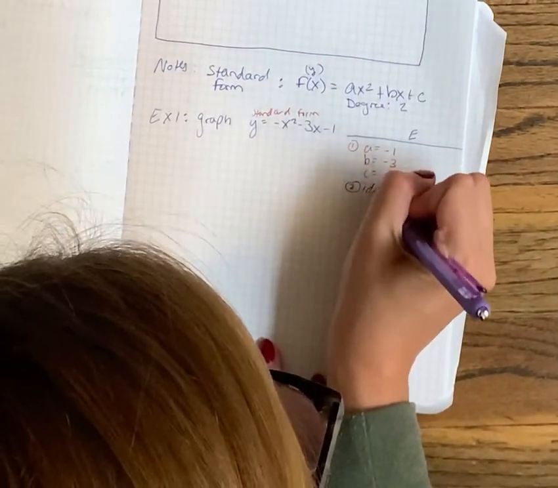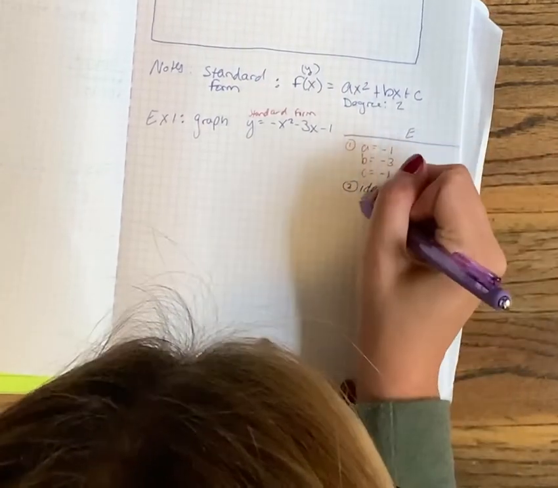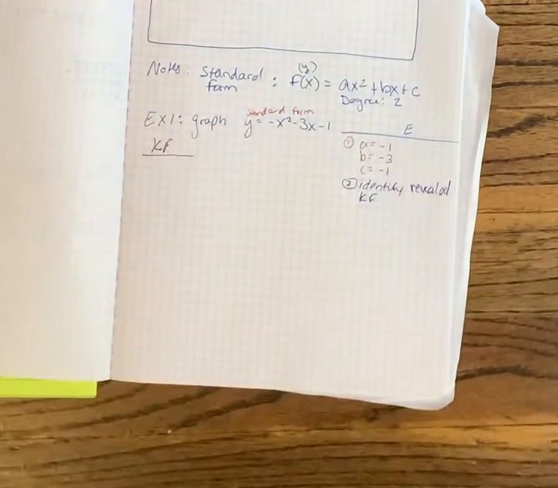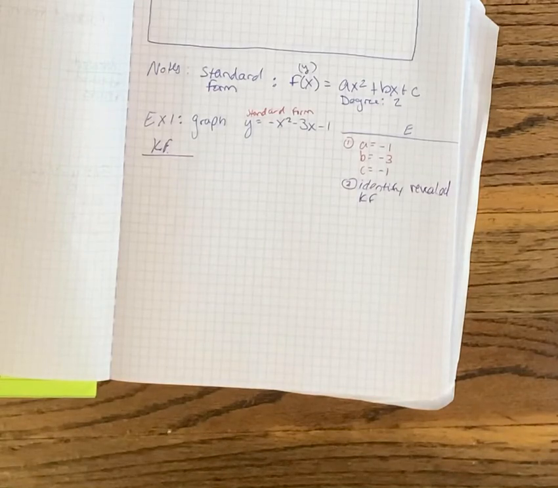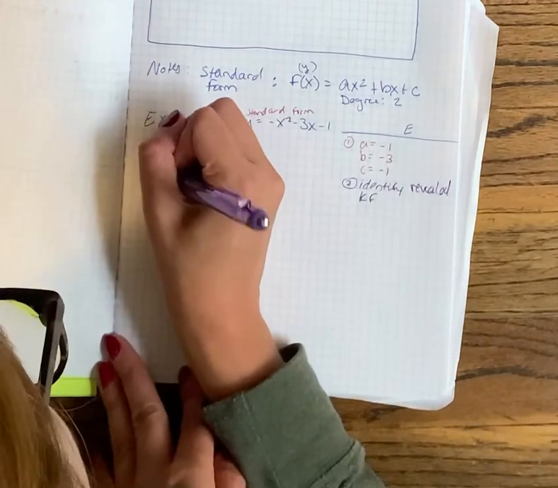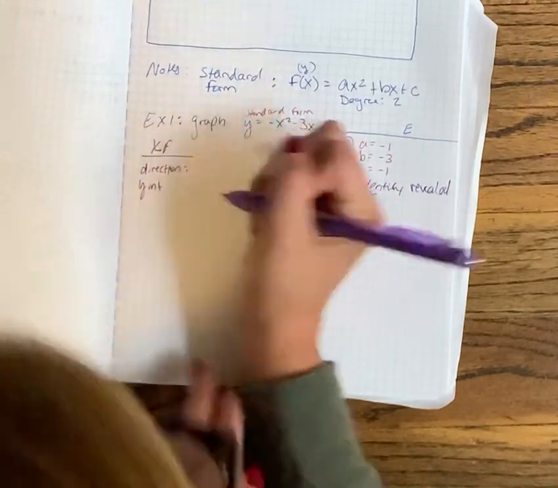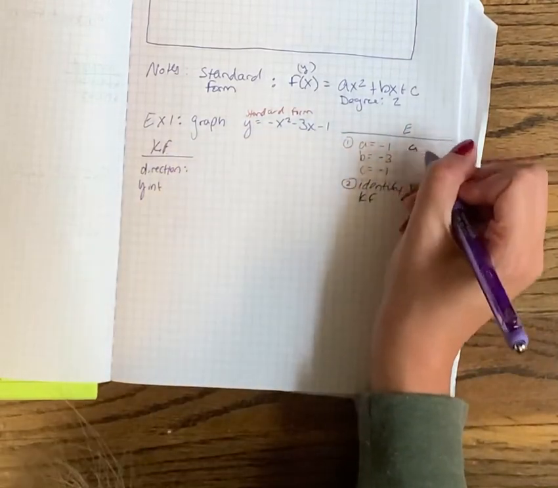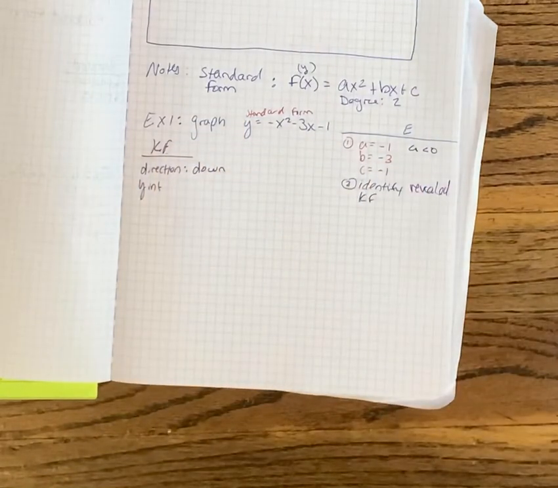So identify revealed. I'm going to put KF for key features. And I'm going to write them out over here on the side so that they're nice and neat so I can refer back to them later. So I know the 2 revealed key features in standard form are the direction of the function and the y-intercept. The direction comes from the a value. So looking at this a value, I see that a is less than 0, which means that this is going to be facing down. This will help me later when I'm comparing my final answer to my key features.